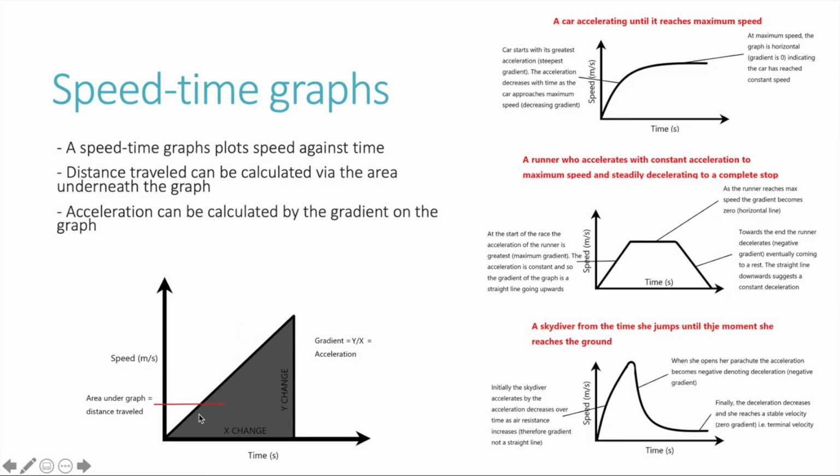And the acceleration can actually be calculated by calculating the gradient of the region. So again, the gradient is the change in y-axis divided by the change in x-axis. And if you were to calculate the gradient of a particular part of a speed-time graph, the result of that calculation is going to give you the acceleration of the object in that time frame.